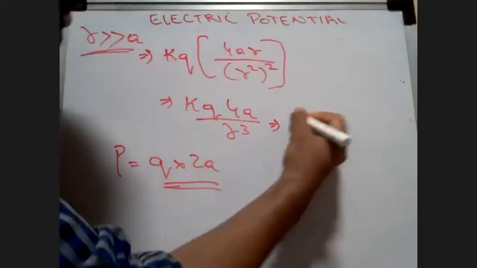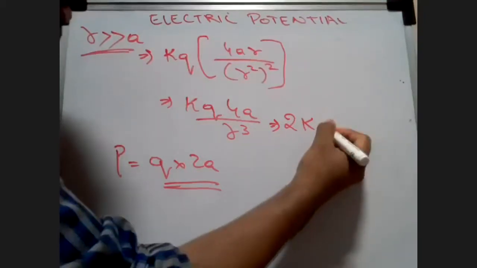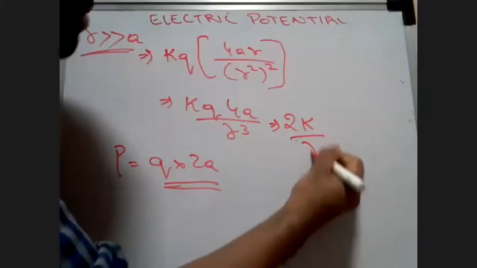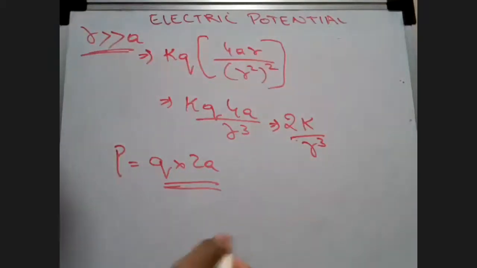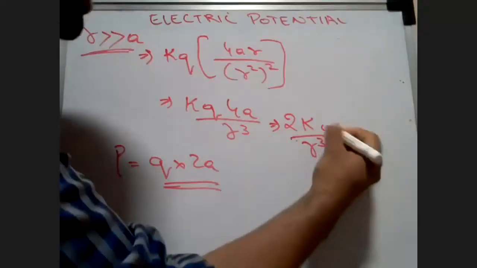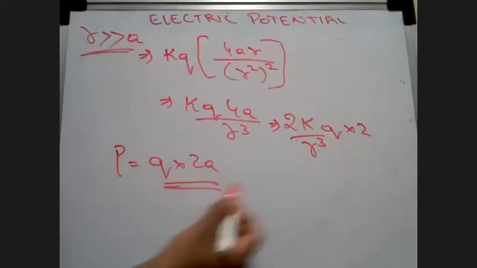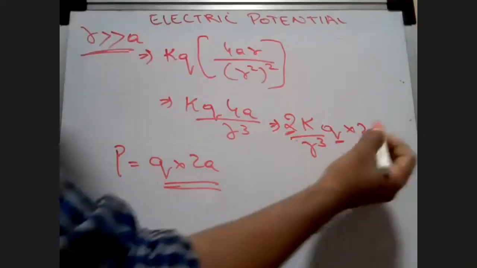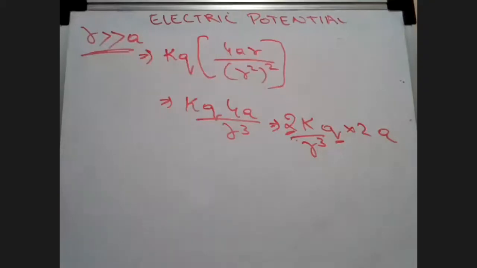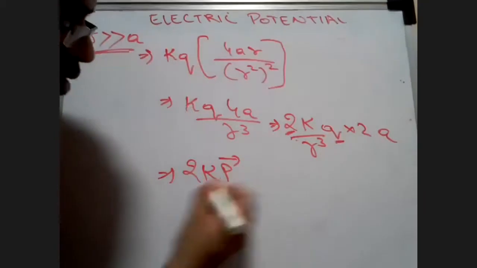I can just split 4 into 2, so I'll write 2kq by r cube into 2a. Let me tell it for those who will not understand very easily. So 2k, and let's put another q right here, and there's another 2 over here. So p is equal to q into 2a. This q, this 2, and an a over here is going to be p. So I can simply write it as 2kp by r cube.